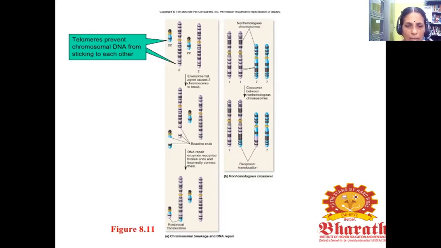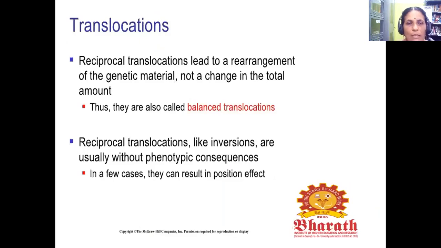So first, let's say there's chromosomal breakage, and DNA repair occurs due to an environmental agent that causes two chromosomes to break. Then DNA repair enzymes recognize the broken ends and incorrectly connect them. In the case of non-homologous crossover, after the crossover between these non-homologous chromosomes, you can get a reciprocal translocation. The reciprocal translocation leads to rearrangement of the genetic material, so not a change in the total amount.